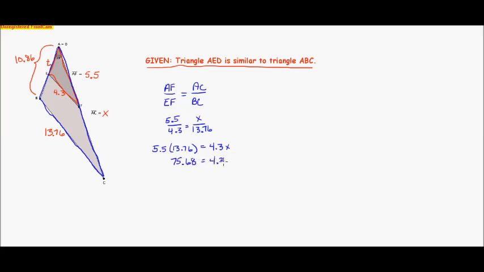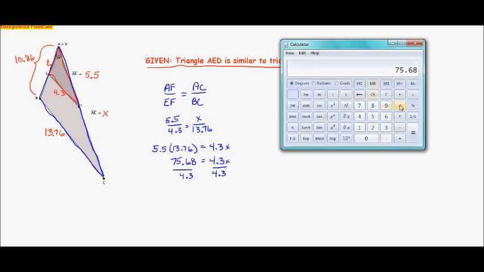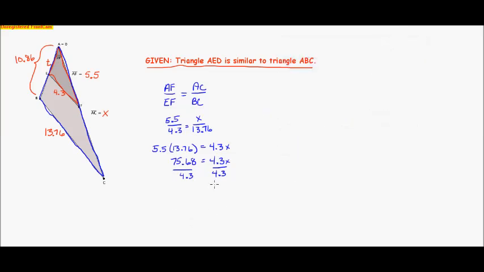Bring this right down. And I need to solve for X, so I divide both sides by 4.3. Again, I need some help with my calculator. 4.3. Oh, that works out nice. 17.6 for side X. Okay, so now I've figured out what this side is. I can even label it up on the picture here. 17.6.